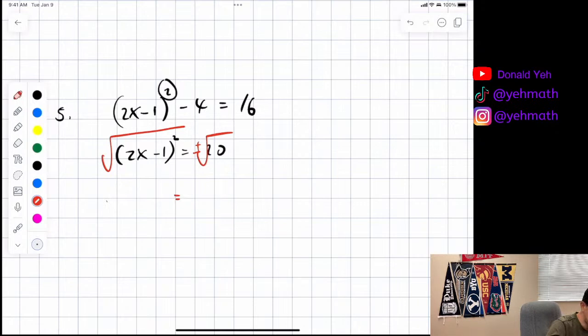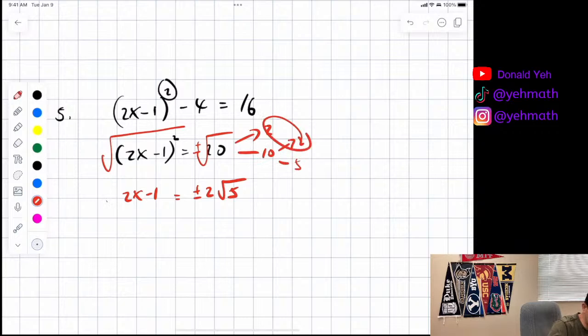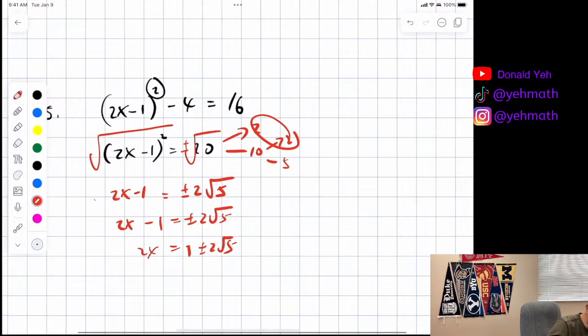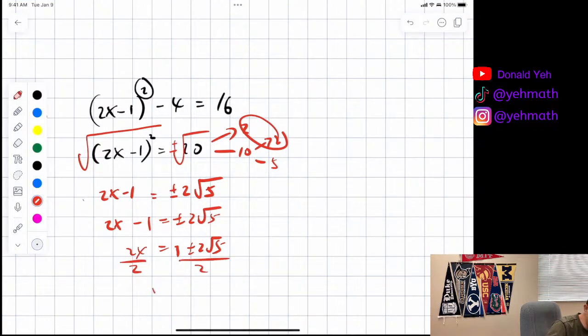And that's going to be plus minus 2 root 5, I believe. If you don't know how to break that down, it's going to be 10, 2 and 5. You can take out 2. So 2x minus 1 equal to plus minus 2 root 5. So this is going to be 1 plus minus 2 root 5. 2x, divide by 2 on both sides. So x equal to 1 half plus minus square root 5. And that's the answer.